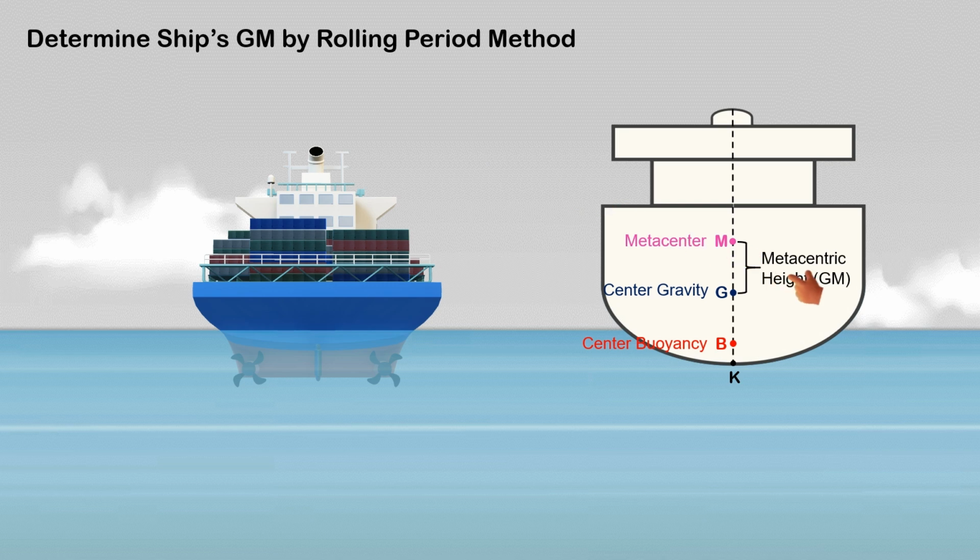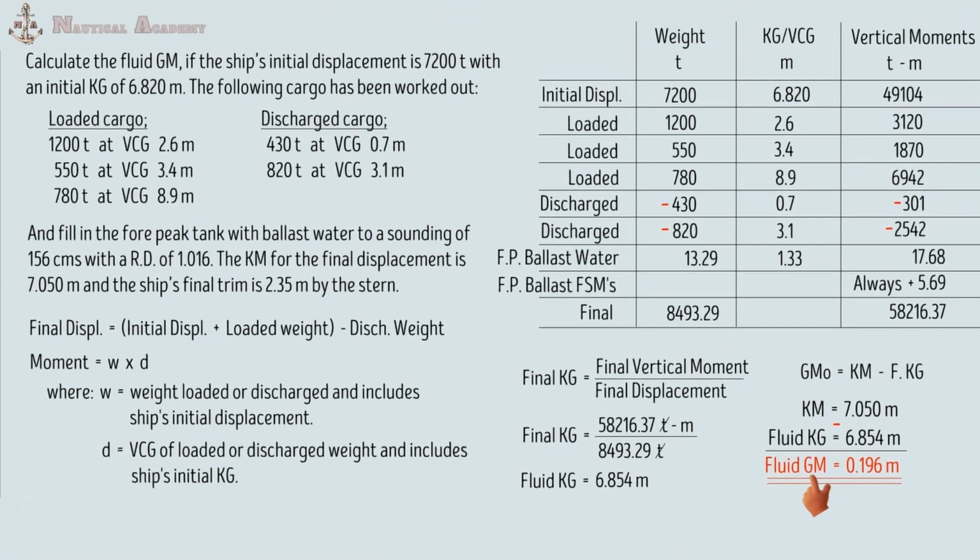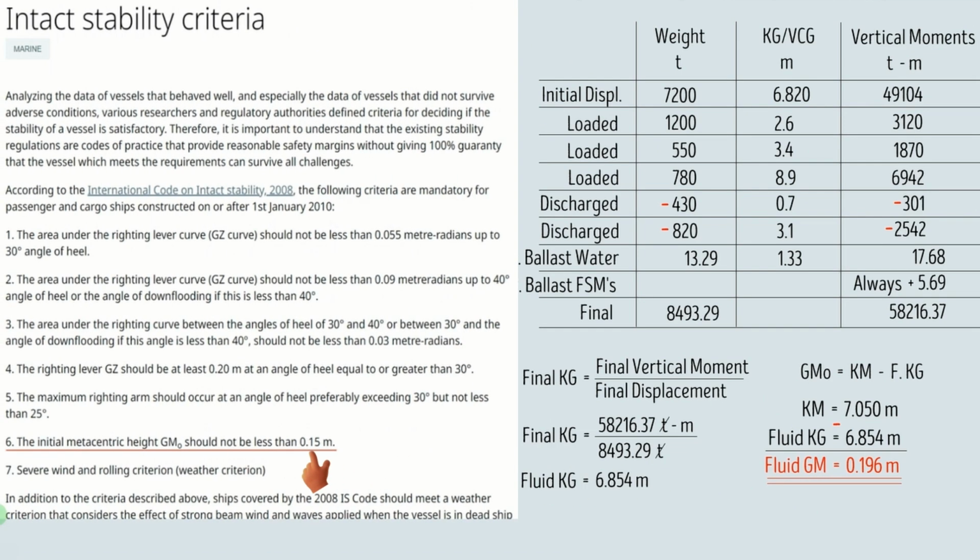When we say metacentric height or GM, it is the vertical distance from the ship's center of gravity to the metacenter. GM is typically calculated before departure, and for cargo ships, the initial metacentric height should not be less than 0.15 meter, corrected for free surface effect. If you are not familiar with the ship's metacentric height, I made a separate video about this. Kindly check the link in the description to see the full details.